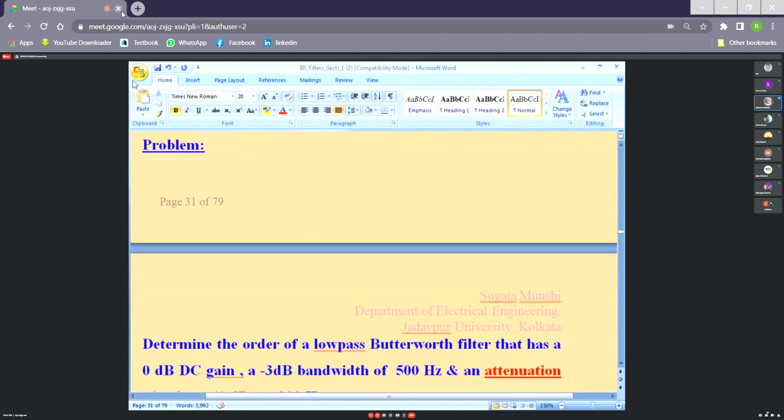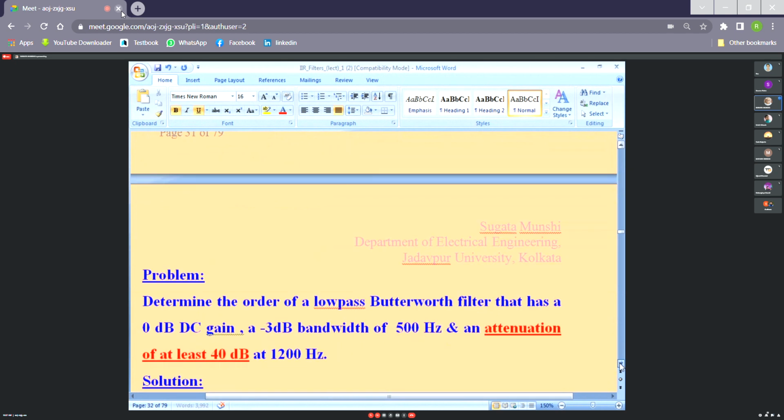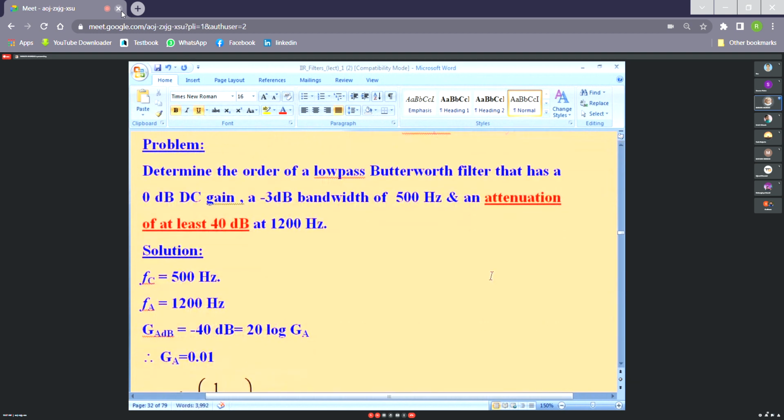Here is just a simple problem for determination of the order, just for the sake of illustration. Determine the order of a low-pass Butterworth filter that has a 0 dB DC gain, minus 3 dB bandwidth of 500 Hz, and an attenuation of at least 40 dB at 1200 Hz.